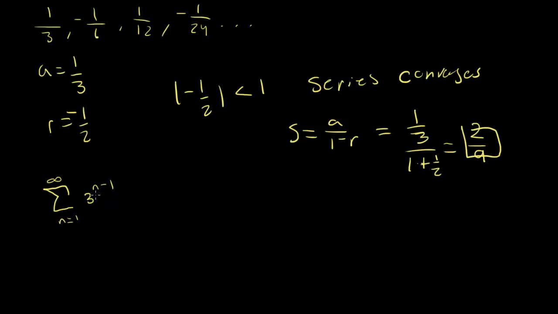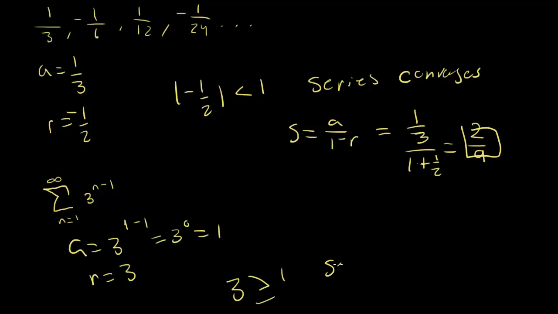So now let's go to the next one. This is also a geometric series, with 3^(n minus 1). To find a, just plug in 1 where the series starts. So 3^(1 minus 1) is equal to 3^0, which is equal to 1. So that's your a. And r, we can see right here, is 3. But since 3 is greater than or equal to 1, the series diverges.